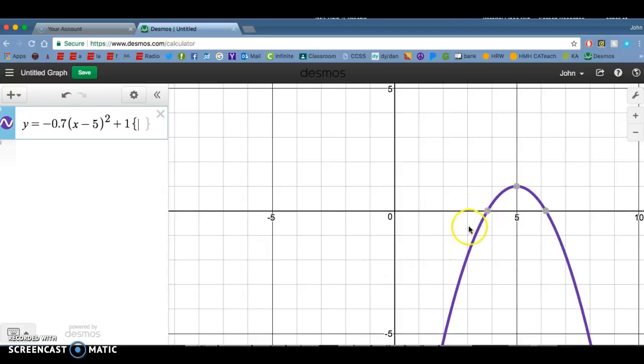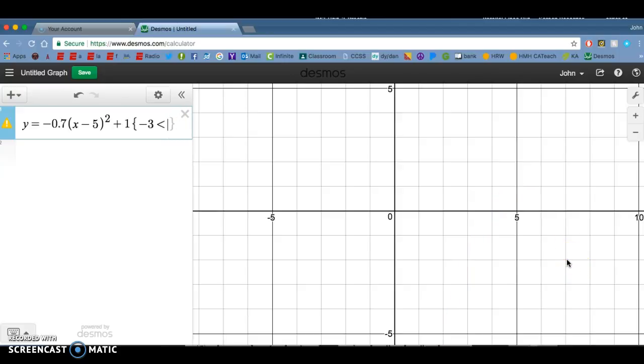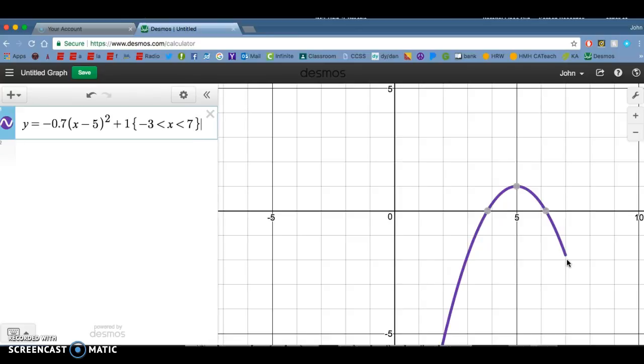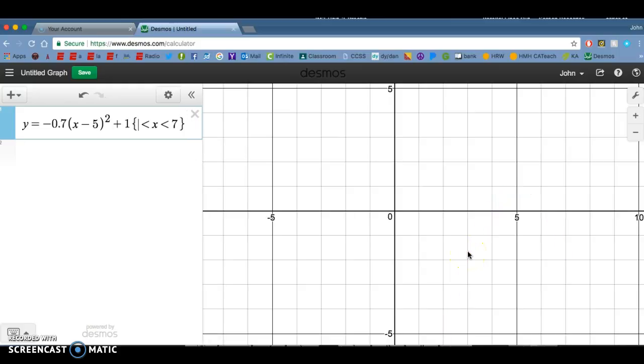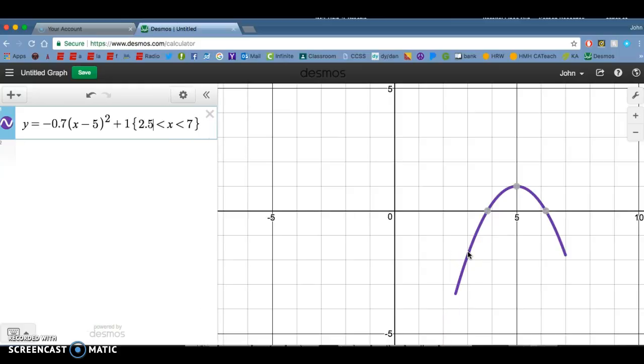So if we want it from -3 to maybe 7, we can go like this, -3 less than x less than 7. And we only get this portion of our line. Oops, I meant to say +3. There you go, okay? But of course that domain changes. We can do whatever we would like. We can even input decimals in order to restrict our domain to the exact number that we want, okay?